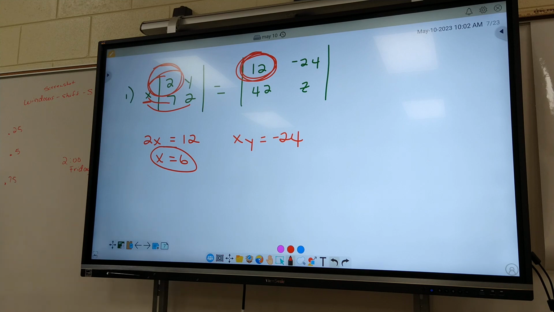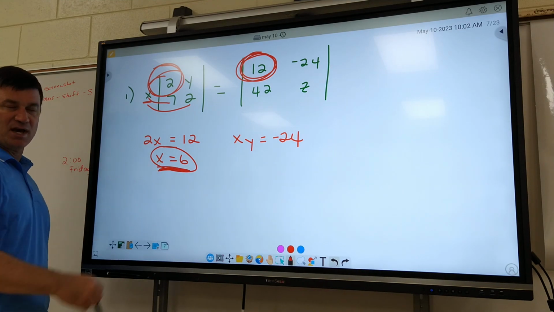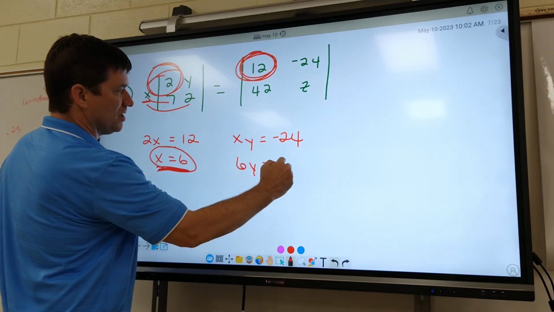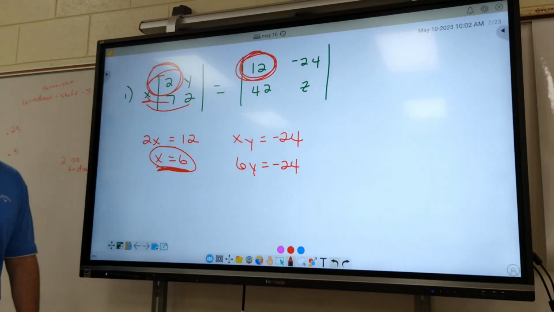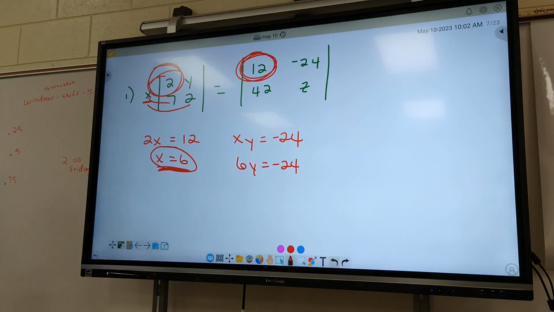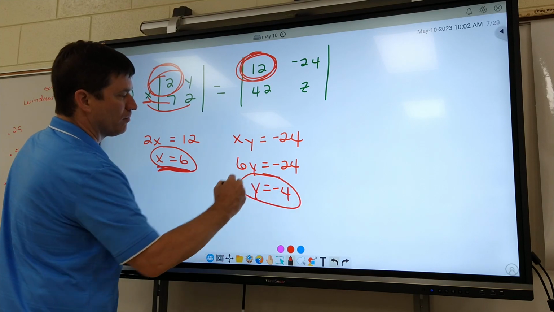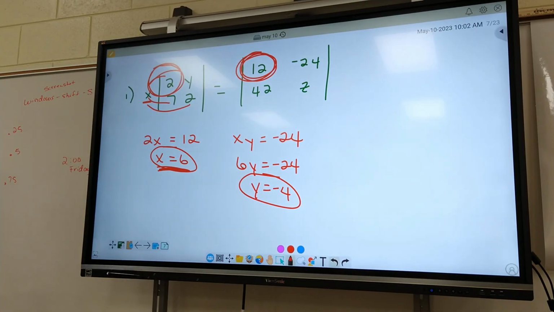Now, how can I work that out where I can get an answer? Well, look, don't we know that 6 equals x? So really, that's 6y equals negative 24, correct? So what's that answer going to be? Y equals negative 4. Good.